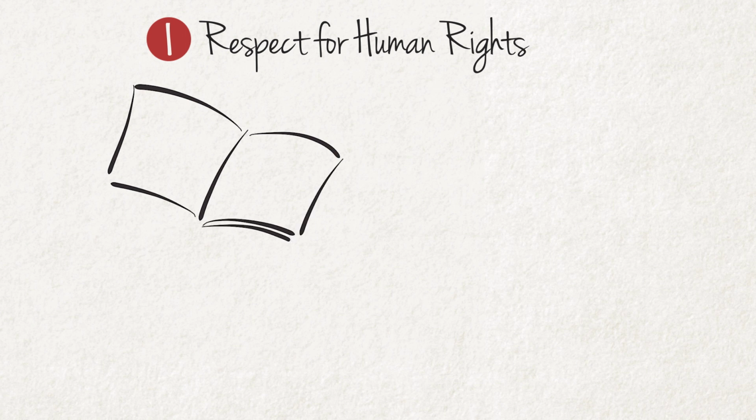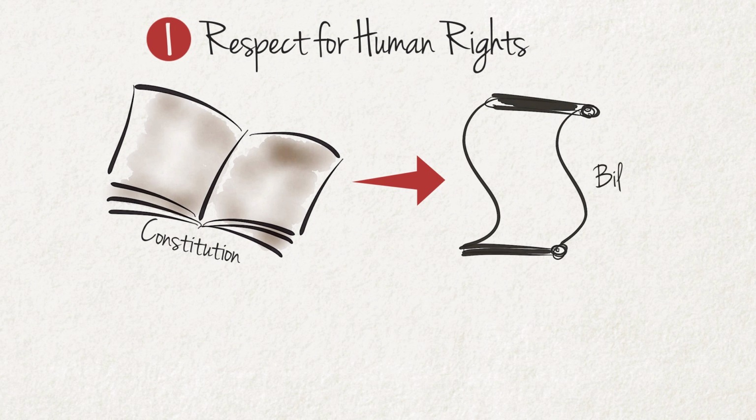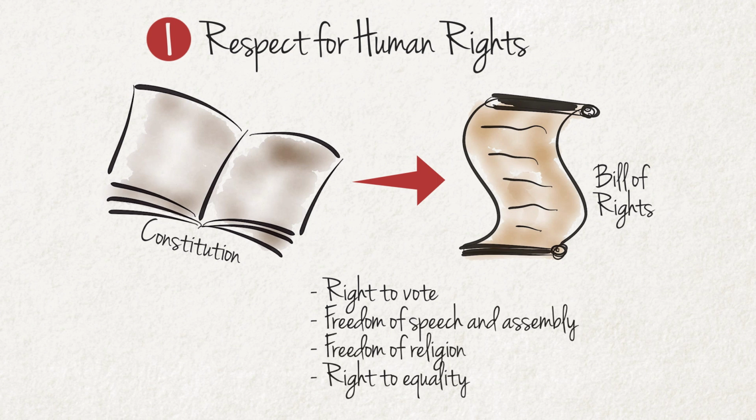Firstly, one of the most important features of democracy is the respect for some basic human rights. Most democracies have a constitution that outlines the human rights of each individual. They usually include basic rights that secure democracy, including the right to vote, freedom of speech and assembly, freedom of religion, and the right to equality.